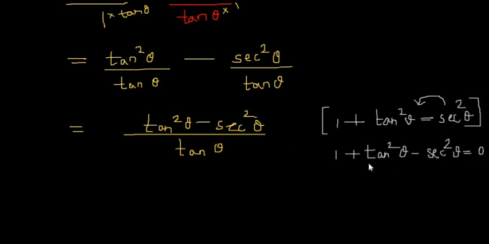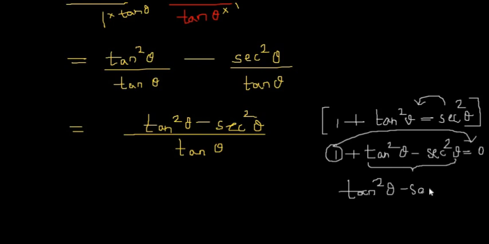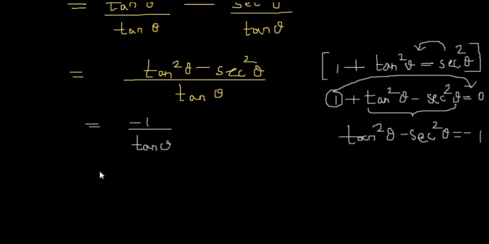Since in the numerator we need only tan square theta minus sec square theta, we'll send this 1 to the other side. So it becomes tan square theta minus sec square theta is equal to -1. So we get here the answer as -1 over tan theta, or we can also write it as a reciprocal identity and write it as minus cot theta. Both the answers are acceptable.